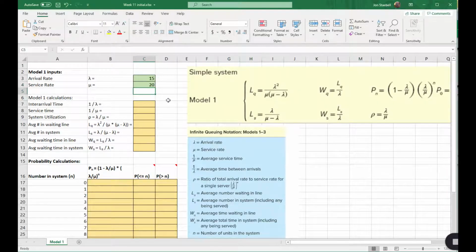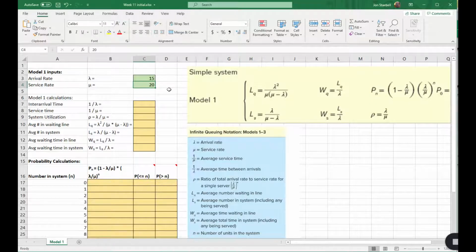So let's first talk about what this means. Let's assume these are per hour. It could apply per day, per month, whatever, but for the example we're going to do, it's per hour. So what we're saying here is 15 customers are going to arrive on average per hour. And what's the process capacity? We could handle 20 per hour.